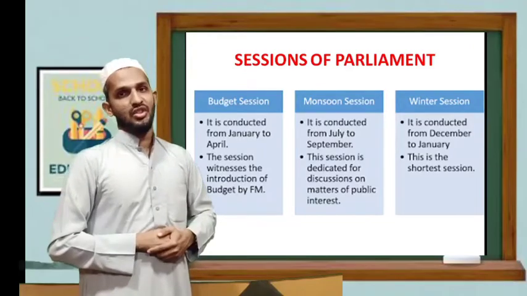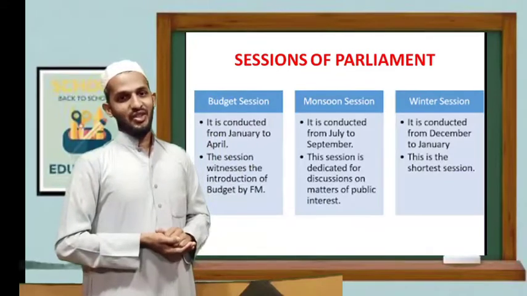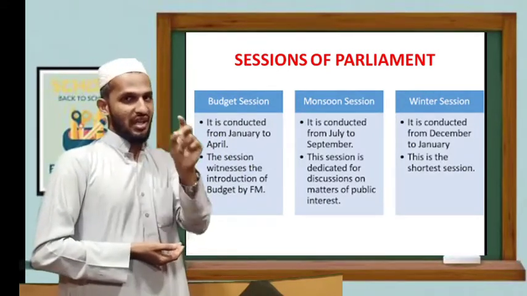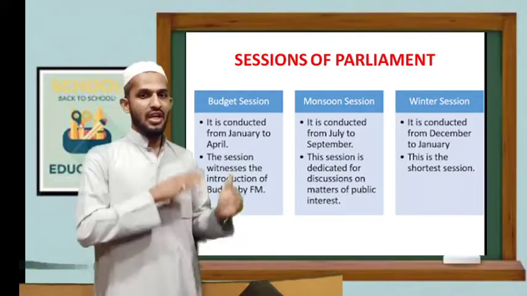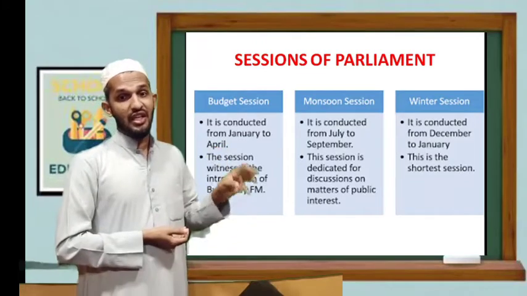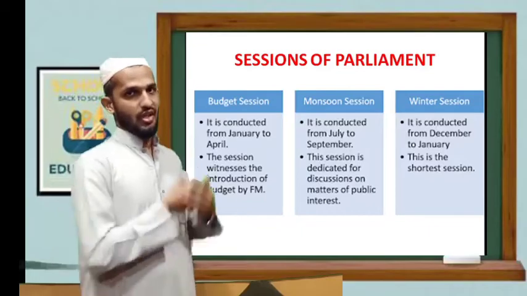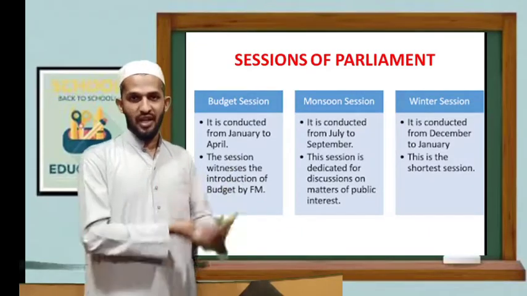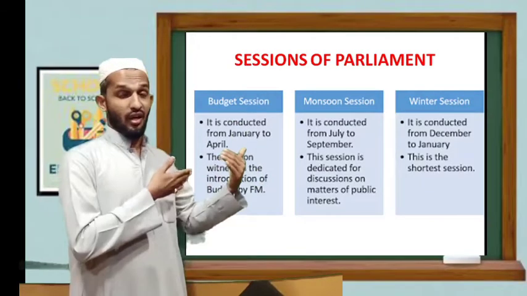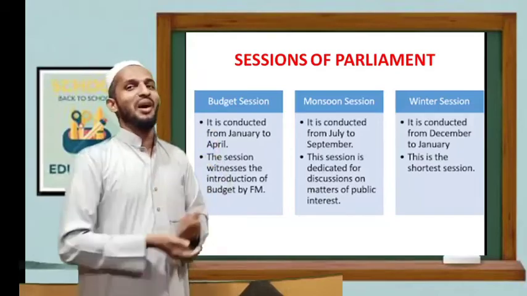Second one, monsoon session. Monsoon session is conducted from July to September. So there is a time of 2 months, May and June, which is a break time. Then the monsoon session starts from July to September. This session is dedicated to the discussion on matters of public interest. Each and every MP, member of parliament, or minister will collect information from their own constituency and they will introduce it in the parliament.